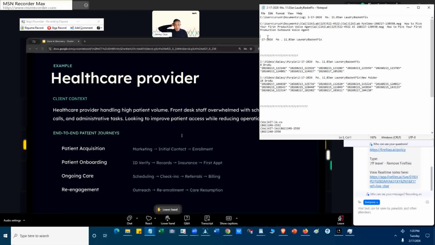Now, one caveat here is it's also very important to figure out what journeys you're going to exclude. So those are basically the journeys that you will explicitly not cover, and you want to set that expectation for your customers.